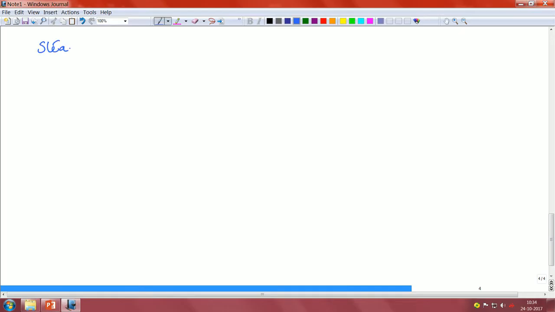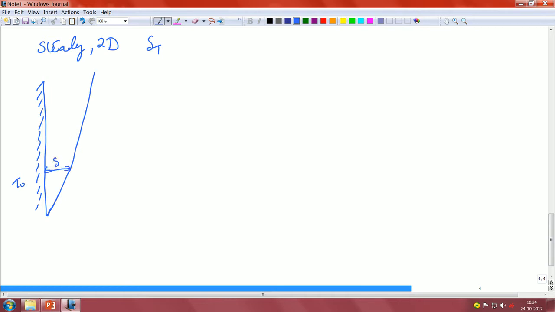Okay. So, our equation sets will be steady 2D equations. If you consider this as your wall, which is at a temperature T naught, and delta T is basically the layer. Let us assume this for the time being. H being the height. So, H is much greater than delta T.